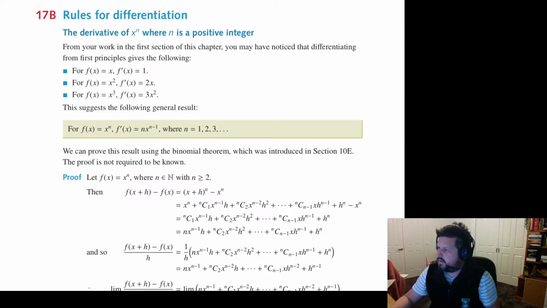Alrighty, welcome back to Fun Maths. Today we're looking at rules for differentiation. I think there's a fair bit to cover actually today, so let's get stuck straight into it.